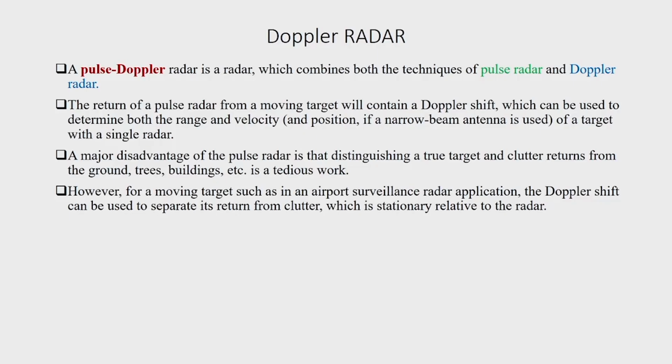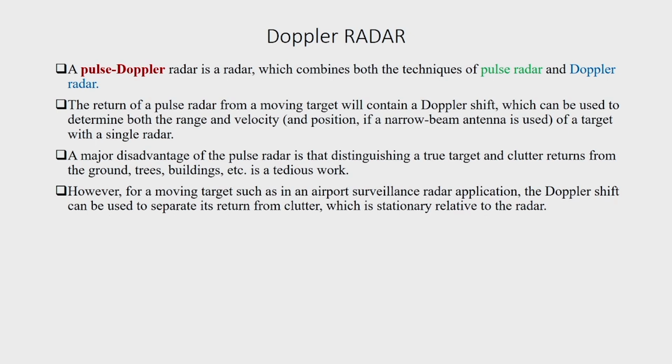we can find out the velocity, and finally, if we are using a very narrow beam for transmission, by observing the angle of the transmitted beam, we have knowledge about the angular position of the target. A major disadvantage of the pulse radar is that distinguishing a true target and the clutter returns from ground, trees, buildings, etc. is a tedious work.